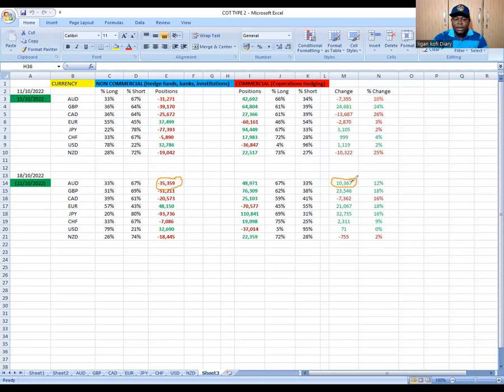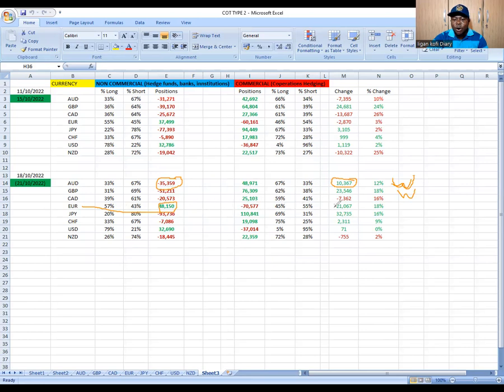I'll look for a better one, and that will be CAD. So it means AUD is weak, more weak this week. GBP is also more weak this week. Which currency is less weak? Let's look at Euro. Euro, the trend is what? Buy, isn't it? Let's look at Euro.